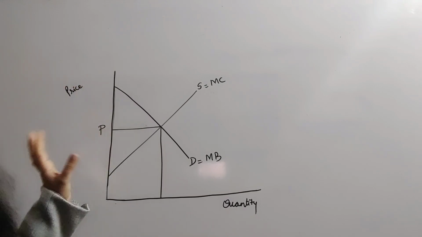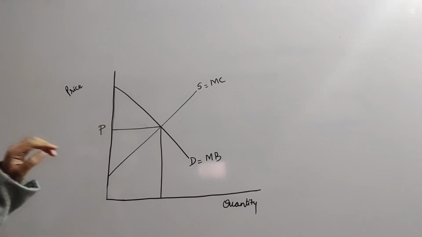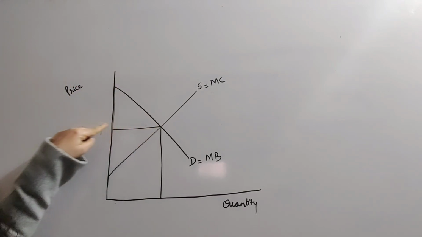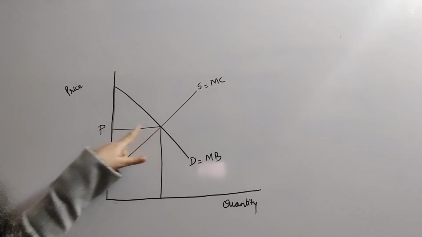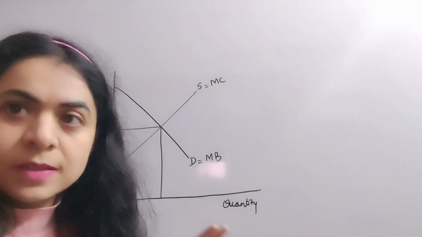So here, as we can see in this diagram, the sum of the consumer surplus, as represented by this area, and the producer surplus is maximum. So there is no welfare loss or deadweight loss in this case.